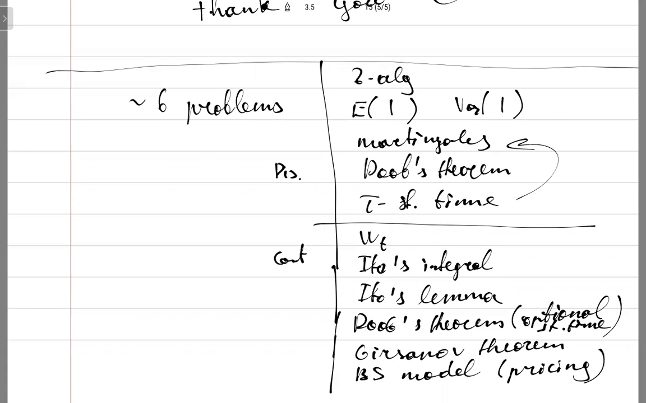So, optional stopping time theorem. It's about when you stop a martingale and you calculate the expected value. Any questions?